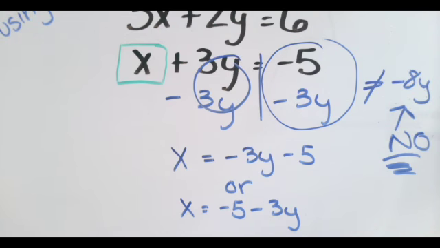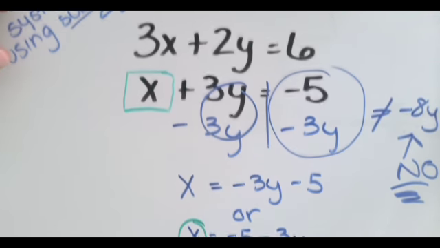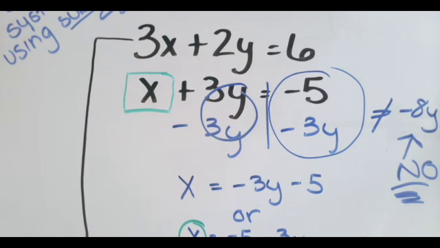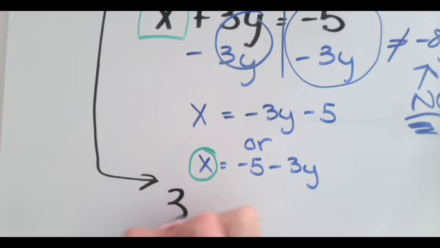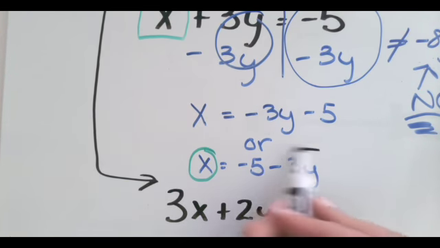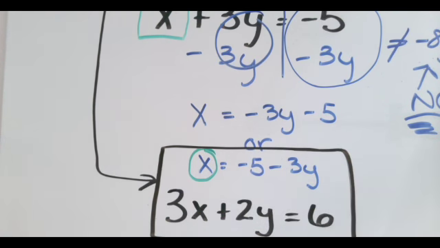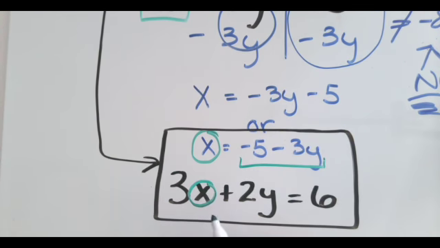All right, so now that I've isolated x, I have x by itself. So anywhere I see the letter x in the first equation, I'm going to bring this first equation down here so I can work with it. So I have 3x plus 2y equals 6. And now I have these two equations that I'm working with. Anywhere I see the letter x, I can replace x with this expression.